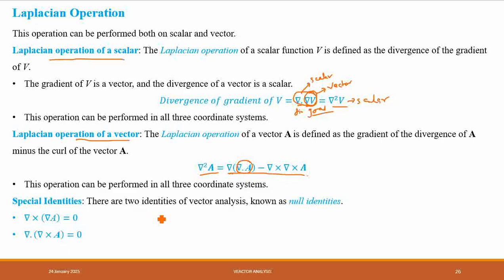Okay. There are two identities of vector analysis which are known as null identities. This is a special identity.